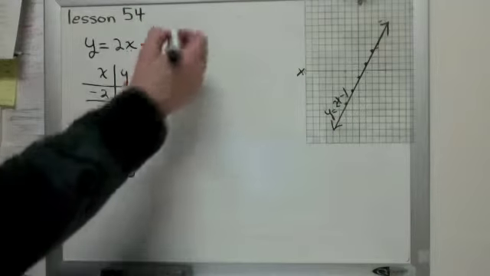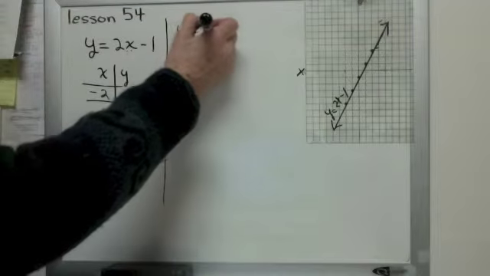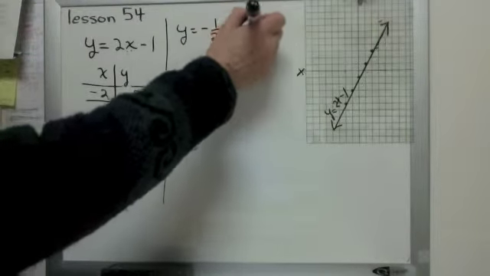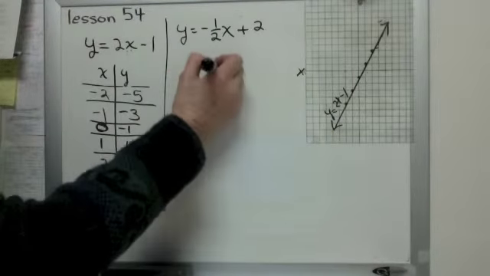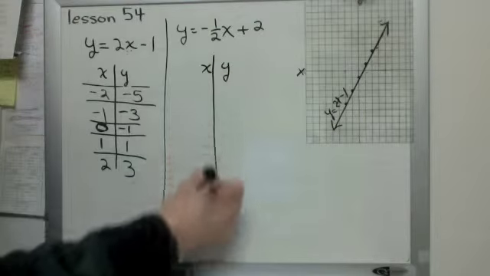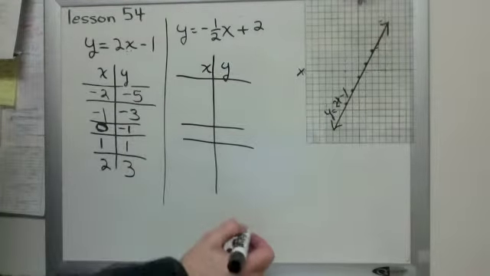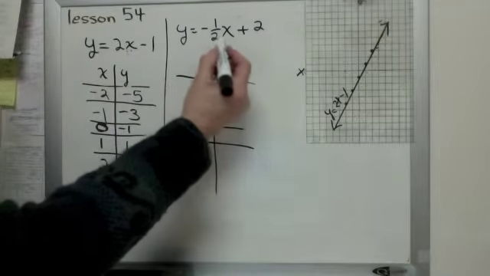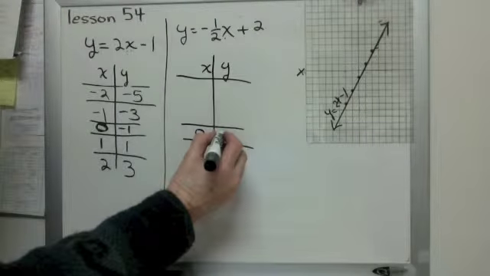Let's try another one. Suppose I have this. Y equals negative 1/2 x plus 2. So again, just like I did here, I'm going to make an XY chart, and I'm going to pick some numbers to put in the chart. Again, where do I like to start? Hope you guessed 0. Yeah, 0. Negative 1/2 times 0 is 0 plus 2. So at 0, I get 2.